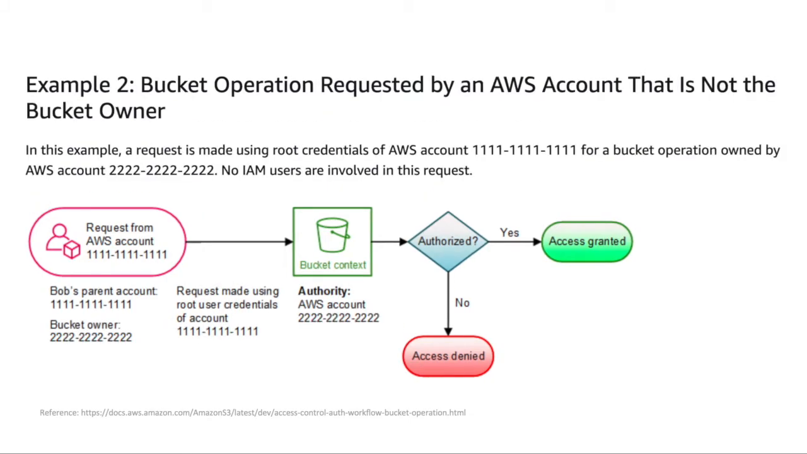Now let's see example 2. The bucket operation has been requested by an AWS account that is not the bucket owner. So now the root user credentials are used. There is no IAM user, so no user context comes into play, but the bucket context comes into play, and the bucket owner is different from the account which is requesting the bucket operation.